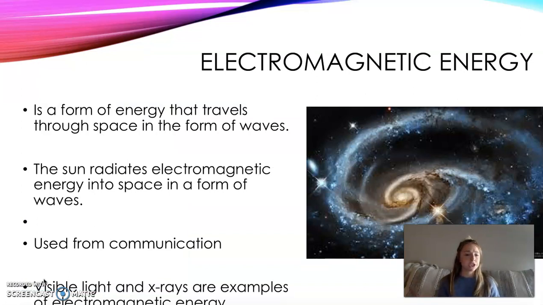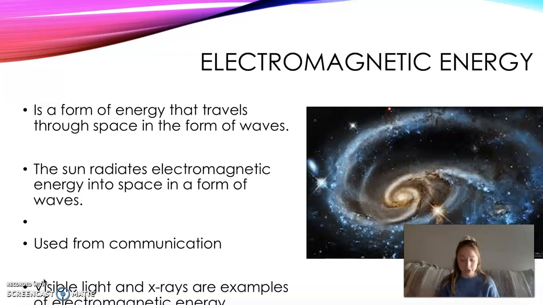Our next form of energy is going to be electromagnetic energy. This is a form of energy that travels through space in the form of waves. The sun radiates electromagnetic energy into space in the form of waves, and this is where we get most of our world's energy supply. Visible light and X-rays are examples of electromagnetic energy. We talked about how this form of energy travels in waves. Well, since it can travel long distances in waves through space, we are going to use this for communication.